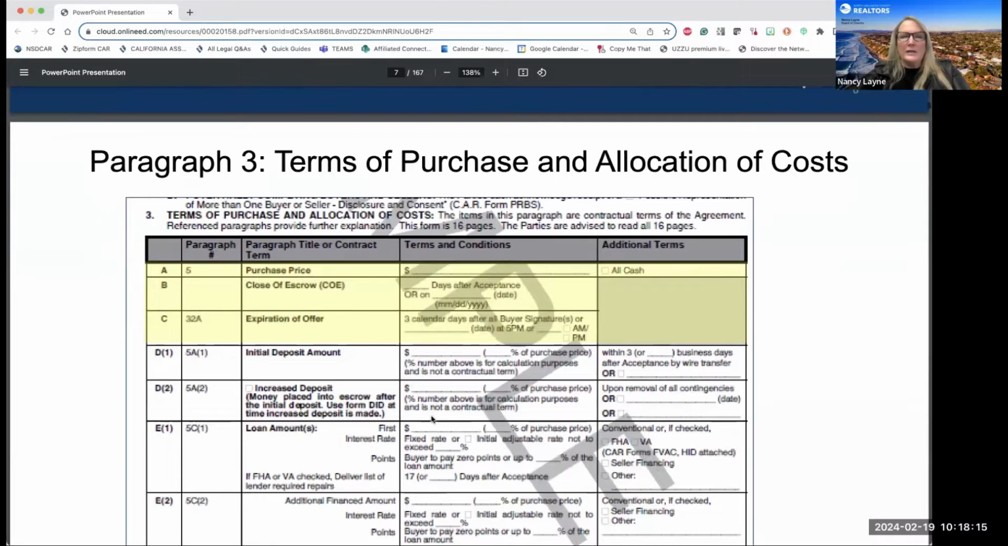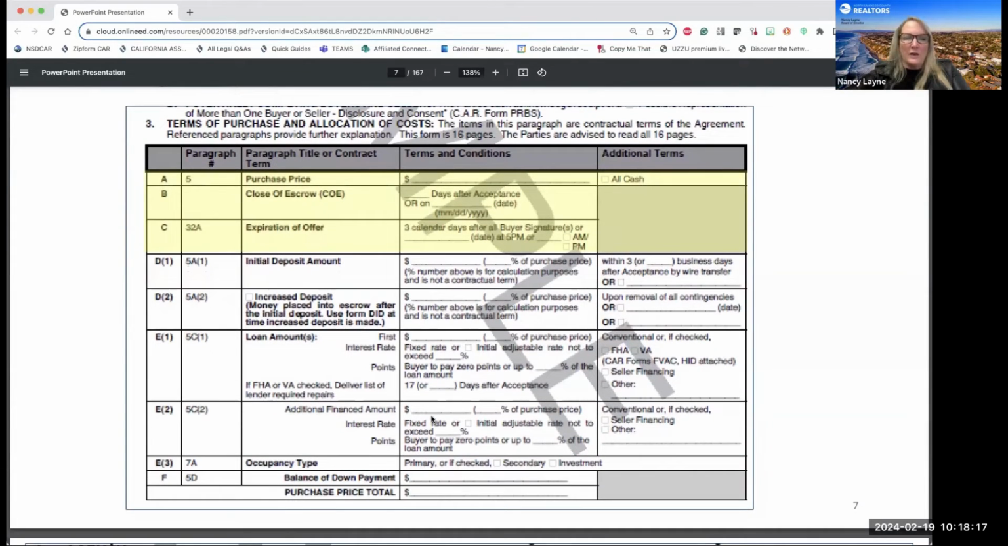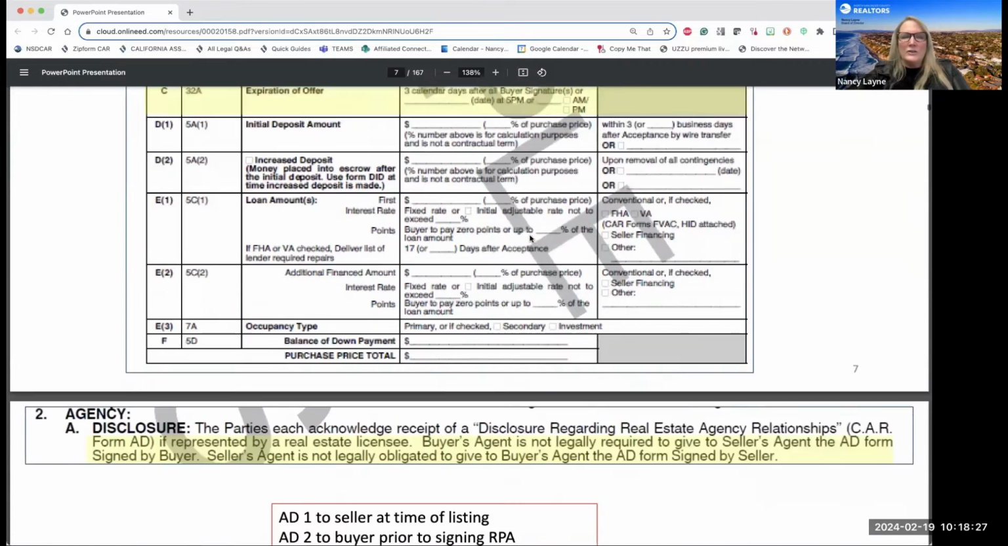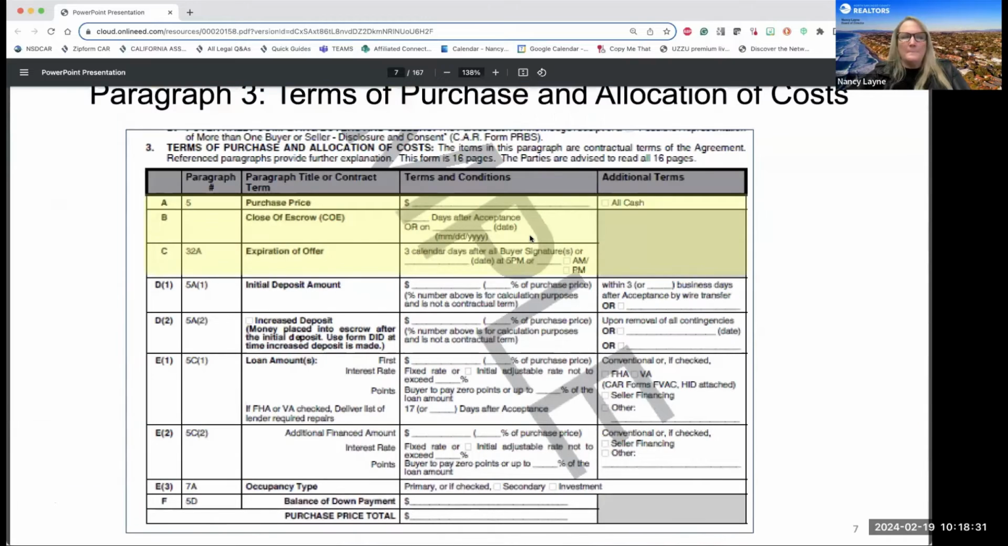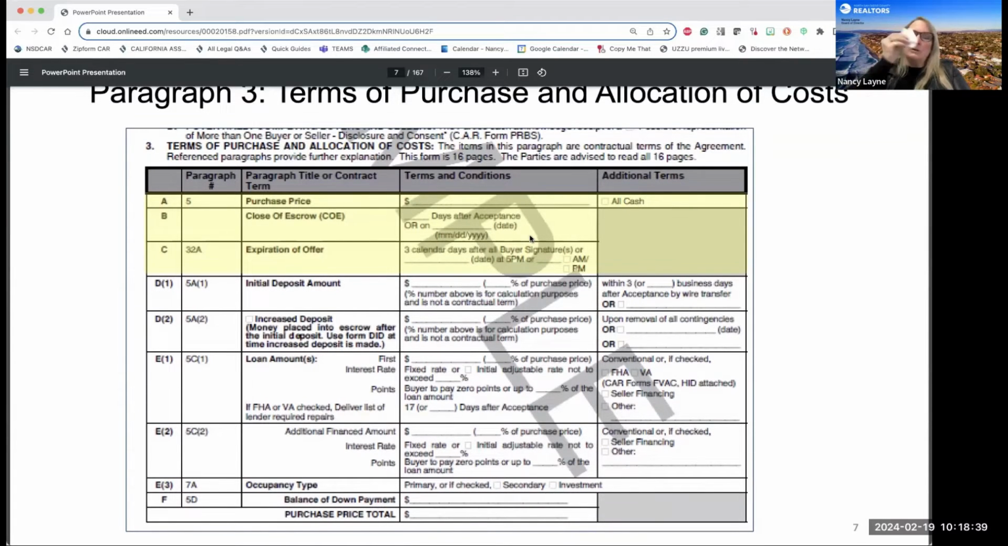So paragraph 3 is the terms of the purchase and the allocation of costs. We've gone through a little bit of this. The purchase price, again, which is either a loan or all cash, the close of escrow, and the expiration of the offer. So you want to make sure that the form of payment, the down payment, and all of that information is clearly understood by both your buyer and your seller.